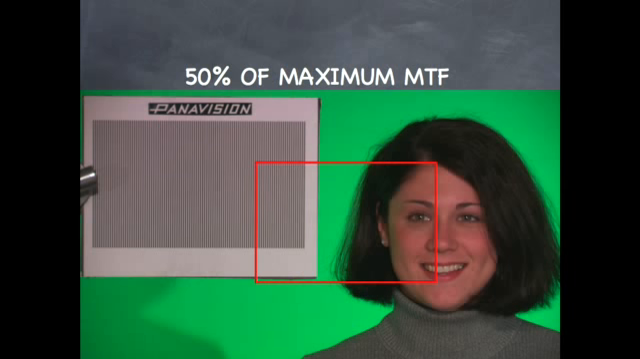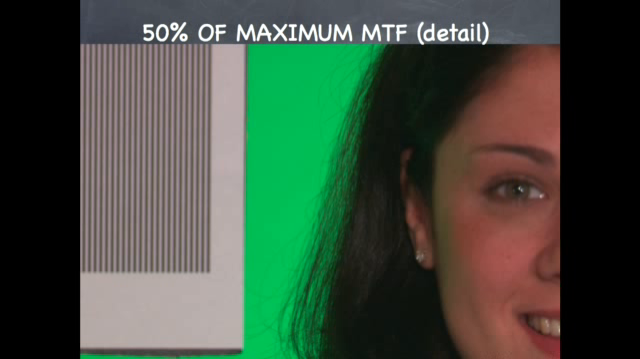So this is 50% MTF. This would be considered to be the limit of your depth of field. Now, it's 50% of maximum, which typically is somewhere between 35 and 40. And that's a close-up of 50%. So on its own, you're still resolving fine detail. I can still see individual hairs.